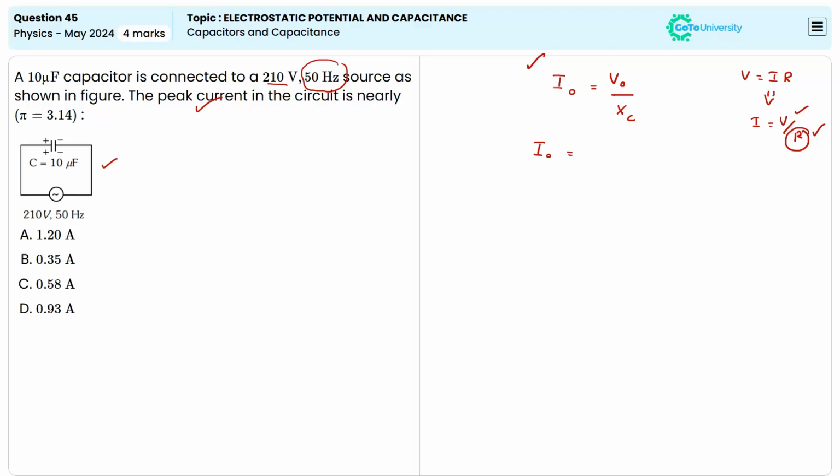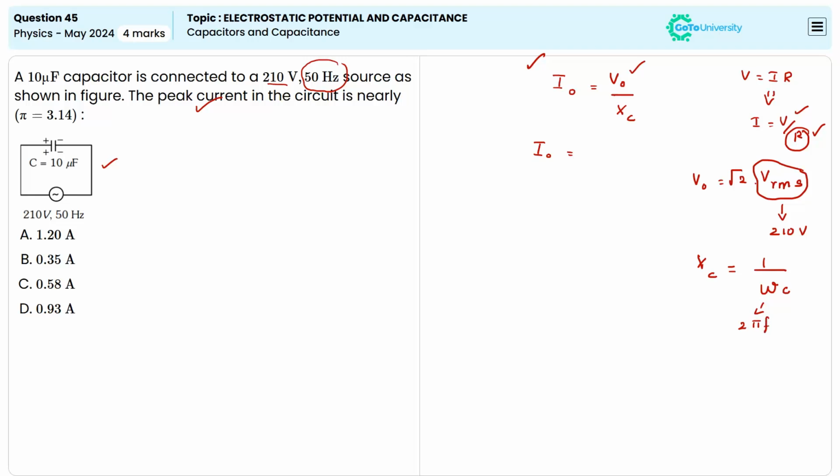Whereas there is no value of maximum voltage, so we can write V naught is equal to root 2 times VRMS, because the value of VRMS, which is nothing but the value from the battery, is given as 210 volt. Similarly, there is no detail about the reactance of a capacitance, but we know that the reactance is equal to 1 divided by omega C, and omega is equal to 2 pi f as well.